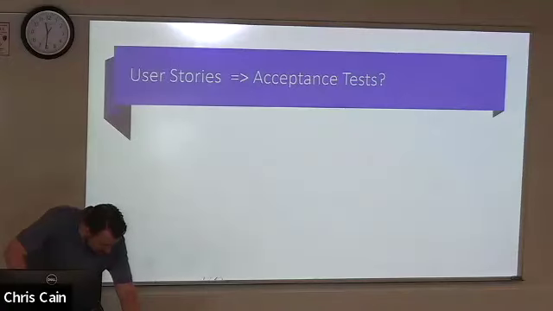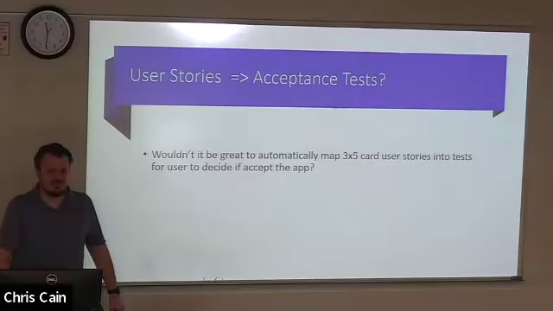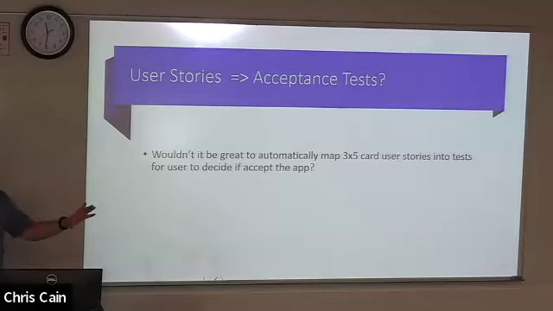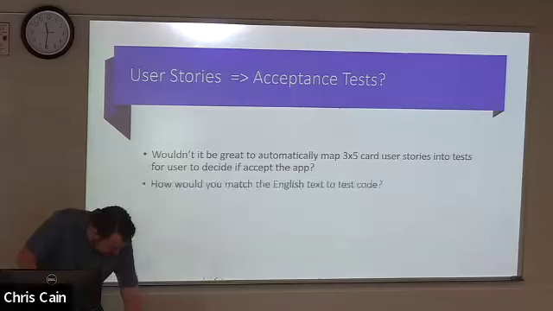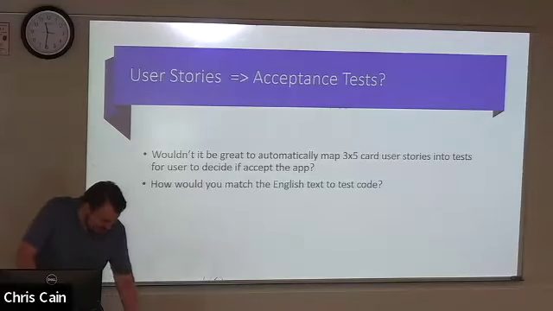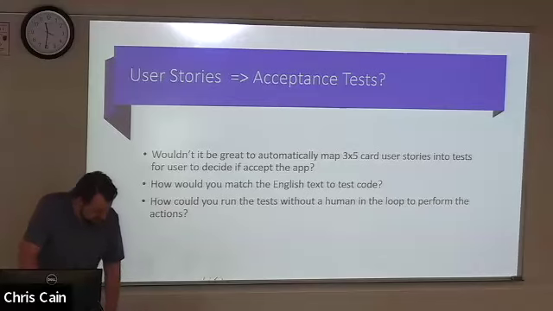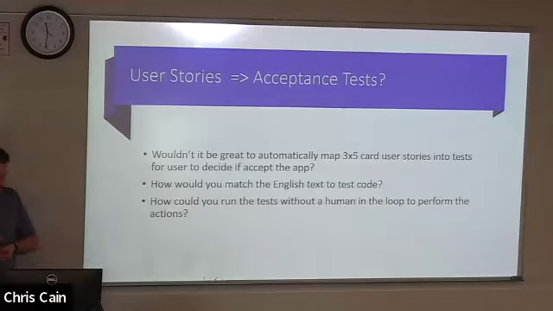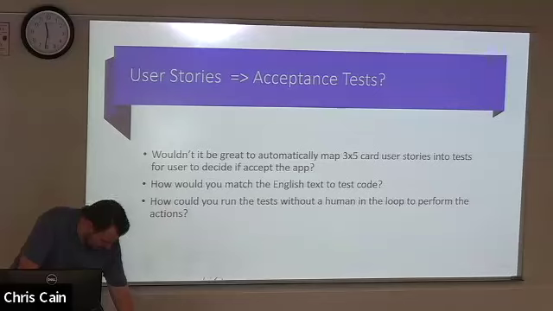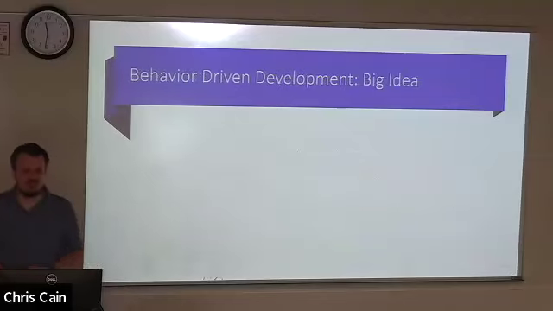So we want to go from user stories to acceptance tests. Wouldn't it be great if we could just map the user stories directly into tests? How do we match the English text to testing code? How can we run these tests without some kind of human in the middle to be able to do this? So we're going to introduce one of the two different kinds of development, the idea of behavior-driven development.